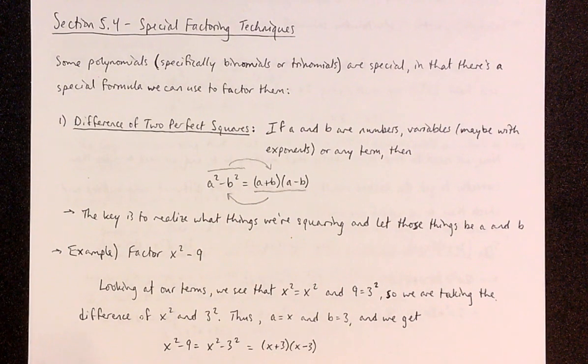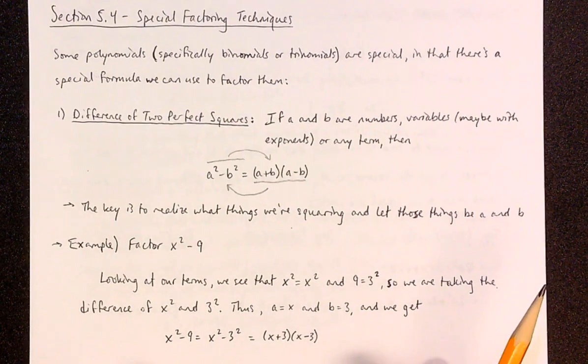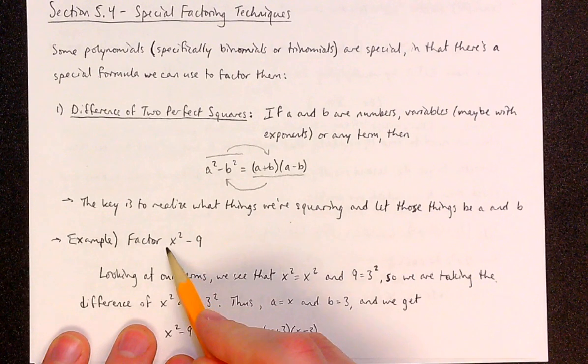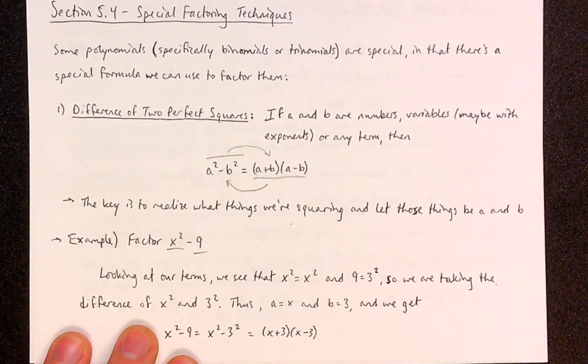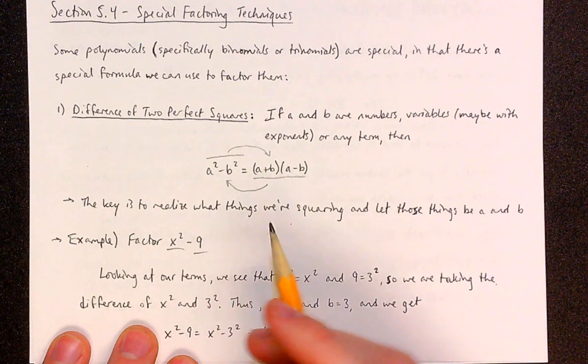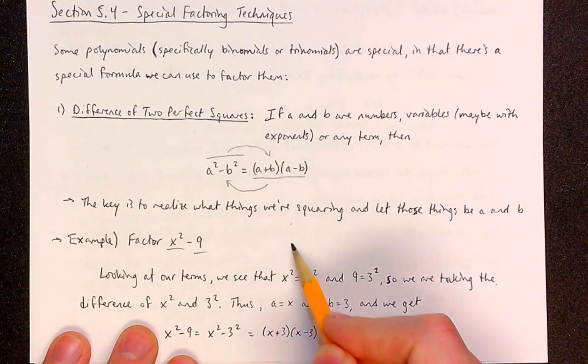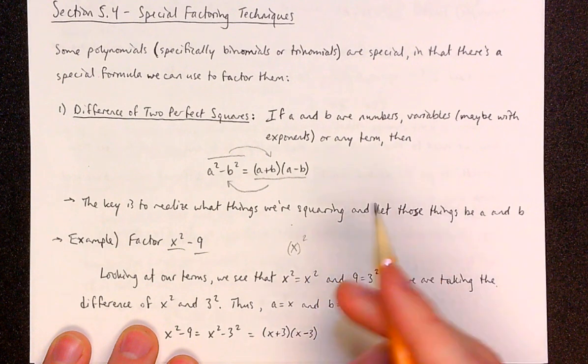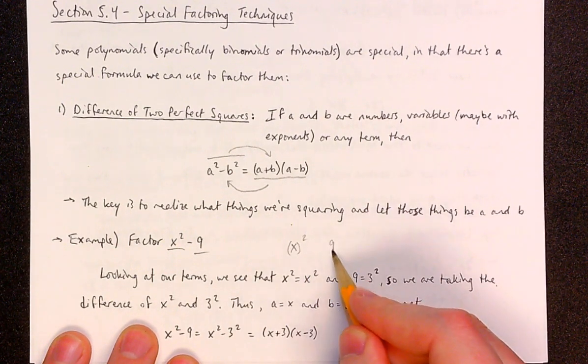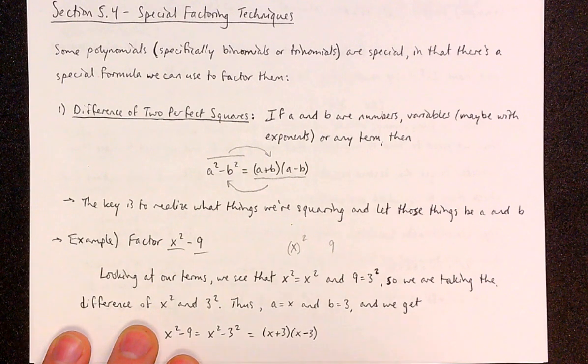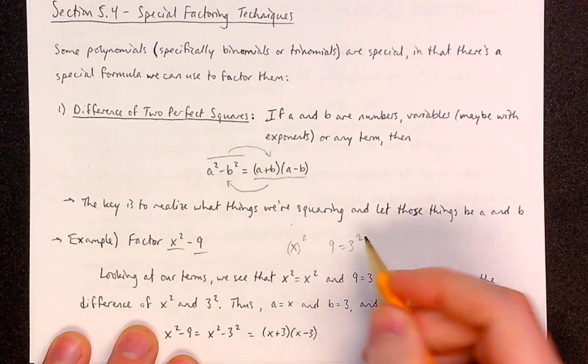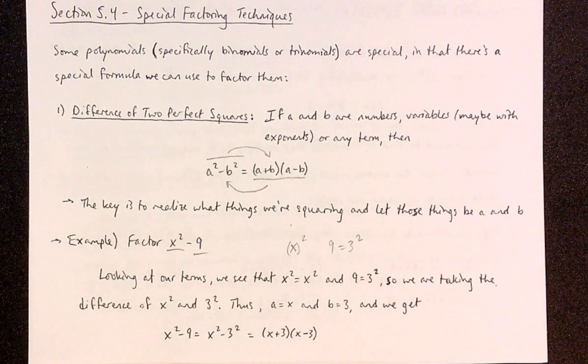So here is an example of what I'm talking about. We're going to factor x squared minus 9. So if we look at our terms here, the x squared and the 9, clearly we see that x squared is just the x being squared. And then we have the 9, but 9 is a perfect square on its own. 9 is equal to 3 squared. So we are taking the difference of x squared and 3 squared.